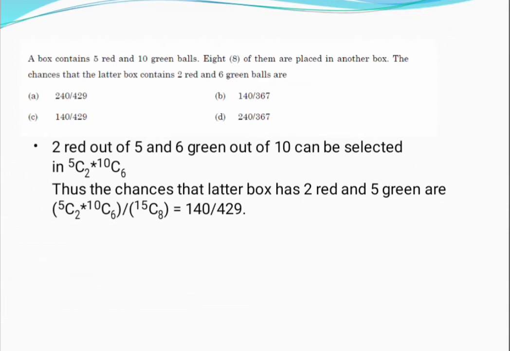Suppose if I am tossing a coin, there are two exhaustive cases, either head or tail, and there is no third possibility.